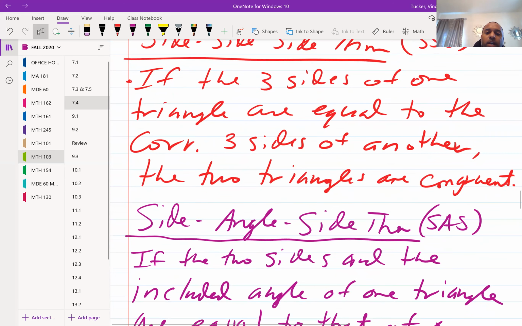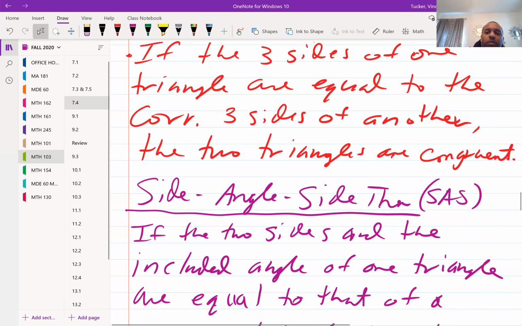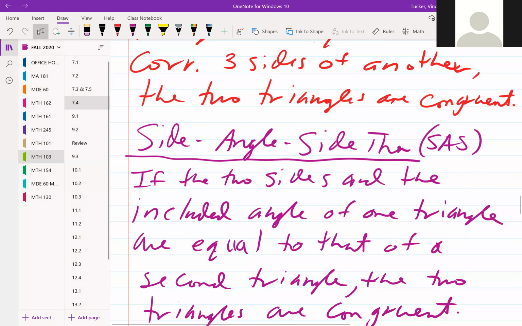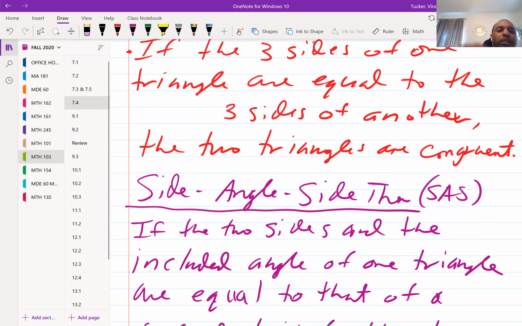Next one, side angle side. Let me know if I'm scrolling up too fast. What does that say when it says three sides of the triangle are equal to the corresponding? Okay, thank you. Yeah, no problem. I didn't write that all the way out. Let's see if I can squeeze it in there though.